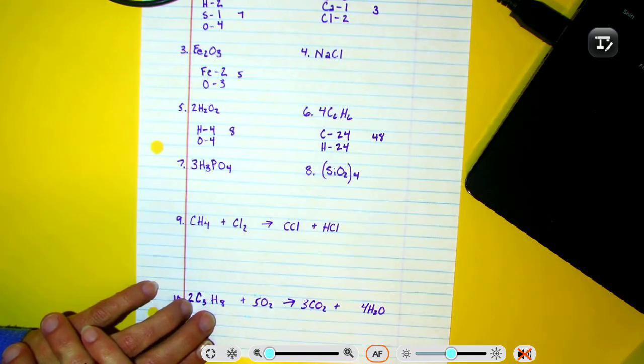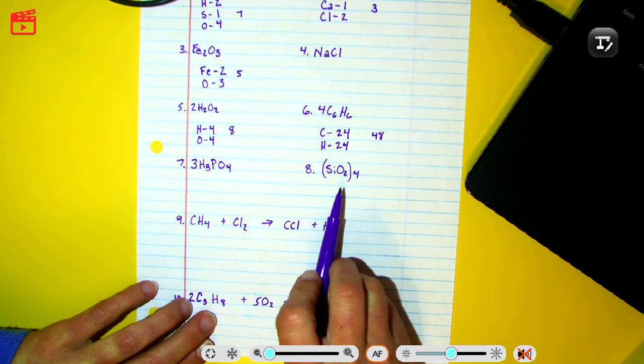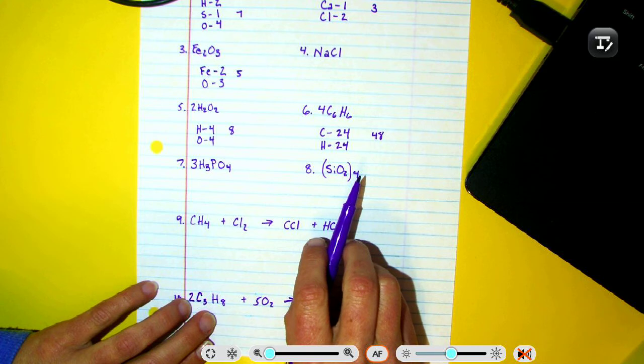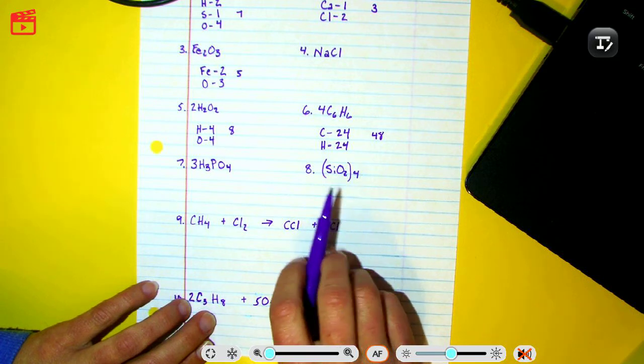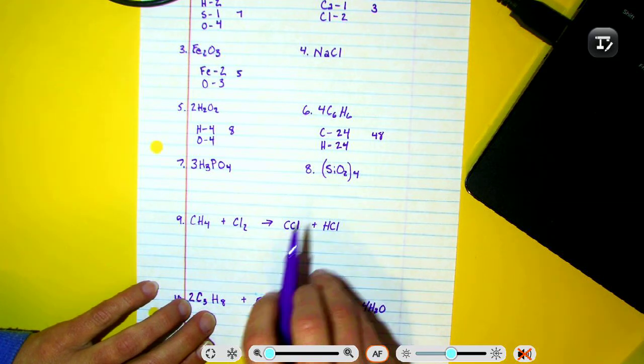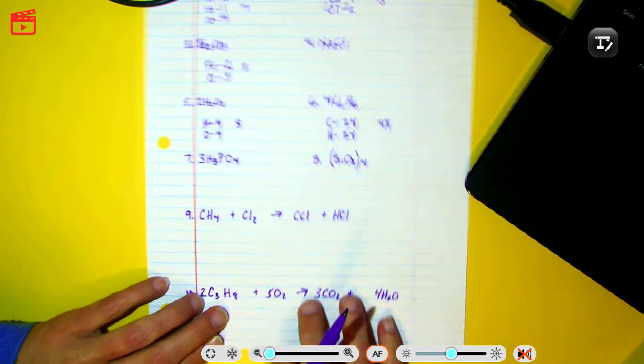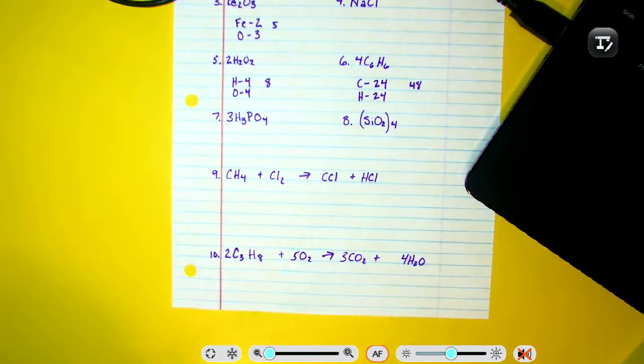All right. I'm not going to do this one with you, but remember, these parentheses, that subscript goes to everything within that parentheses. So that 4 is going to go to that Si, and it's going to go to that O, that oxygen. All right, now down here, told you guys that you would have to be looking at equations and figuring out if they are balanced or not.